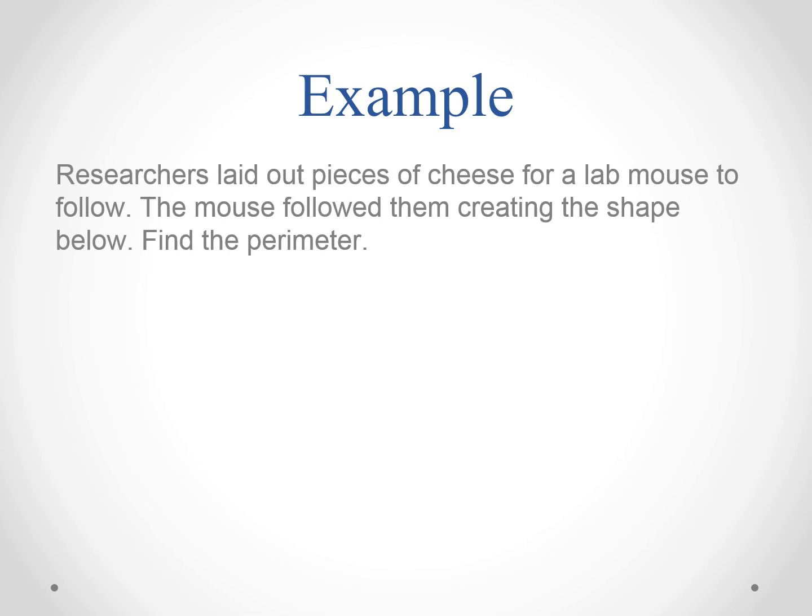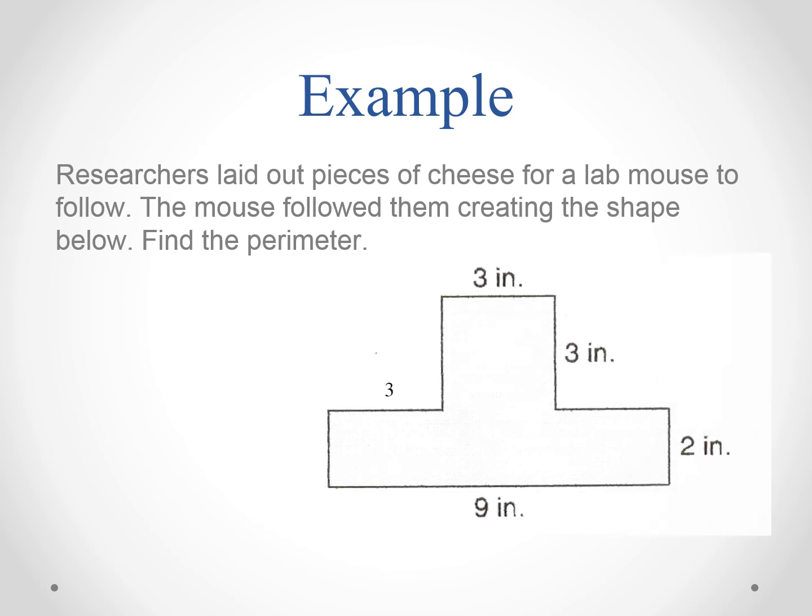In the following example, researchers laid out pieces of cheese for a lab mouse to follow. The mouse followed them, creating the shape below. Find the perimeter. So we have this shape here, and all we have to do is add every single side. So we would do 3 inches plus 3, starting from the top, then another 3 inches for that unfilled section, then plus 2, plus 9, plus another 2, plus the 3, and then again a 3 for the blank section, for a total of 28 inches.